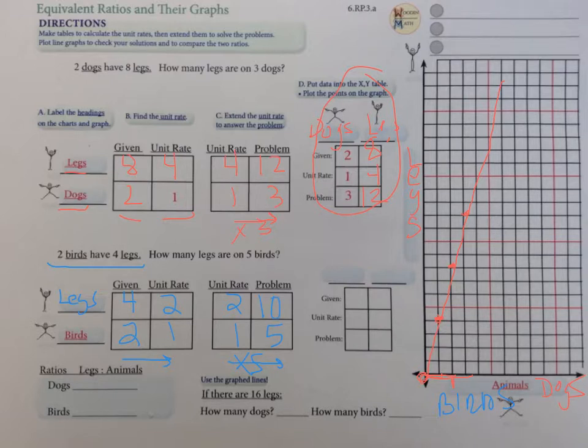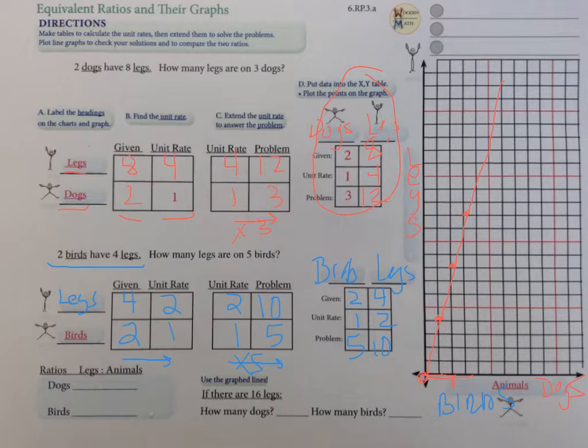Let's get that information in this XY chart. Again, we're going to be comparing birds to legs. The given information, 2 birds, 4 legs. The unit rate we found was for every 1 bird we have 2 legs. And the solution to the problem, how many legs are on 5 birds, and we determined that there would be 10. Let's graph that information in blue.